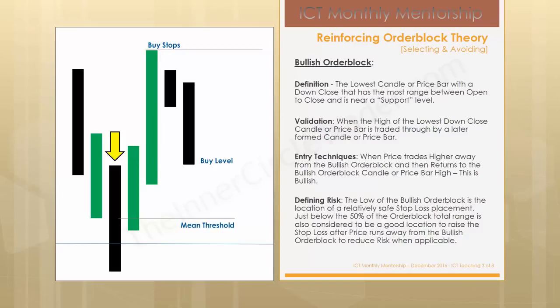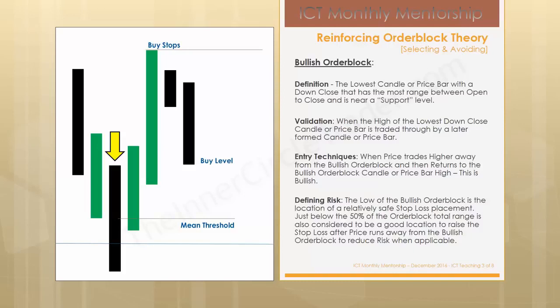Ideally, the best order blocks will not see price trade down below the midway point of the entire body of the candle. You're going to measure the open to the close on the down candle to measure where the middle of it is. Do not use the wicks. Don't use the very high or the very low. Measure your Fibonacci level. The 50% level, or halfway point, is the mean threshold on a bullish order block.